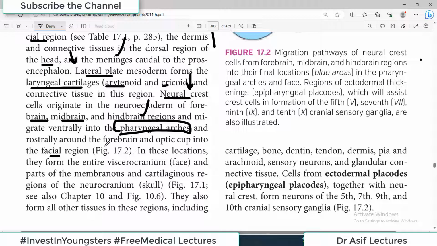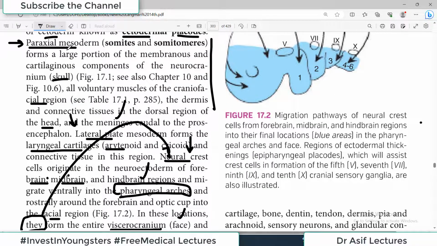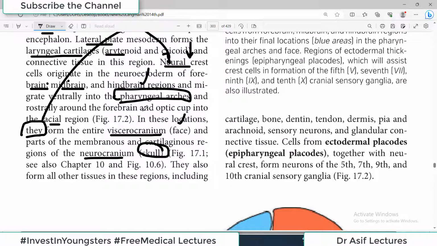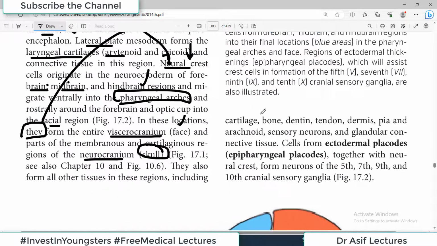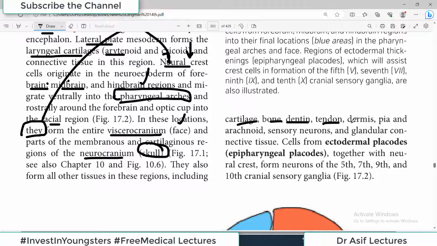facial region. In these locations जो अभी हमने सारी बात की है, forebrain, midbrain, hindbrain और pharyngeal arches, in these locations they form, यहाँ पे they किसके लिए word use किया है, they means the neural crest cells, ठीक है, they form entire viscerocranium, which is an important component of your face, and parts of the membranous and cartilaginous regions of the neurocranium. So skull की formation में not only the paraxial mesoderm is contributing but also the neural crest cells are contributing. They also form all other tissues in this region including cartilage, bone, dentin, tendon, dermis, pia mater, arachnoid, sensory. So ये तमाम forebrain, midbrain, इसके इर्द गिर्द जितना तो neural crest cells.